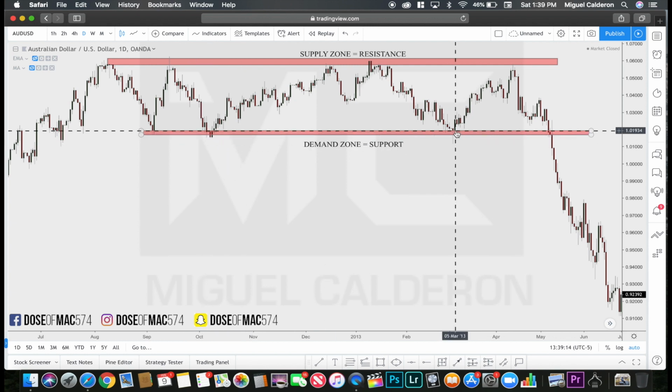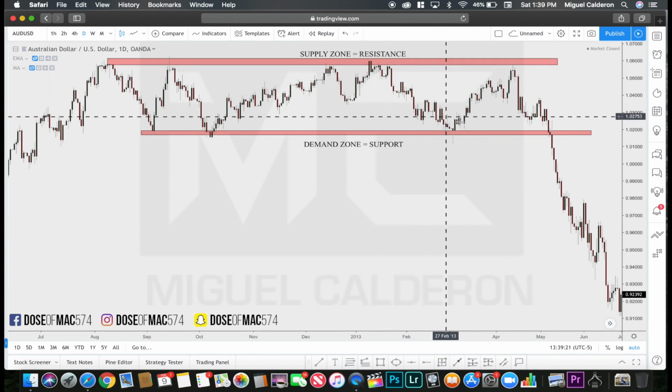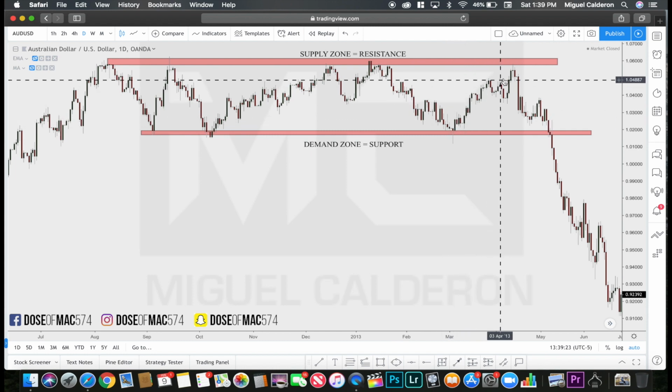For example, this is kind of showing it right here, like this consolidation right here. This wouldn't count as it leaving. You need to completely leave, okay, and completely bounce away.